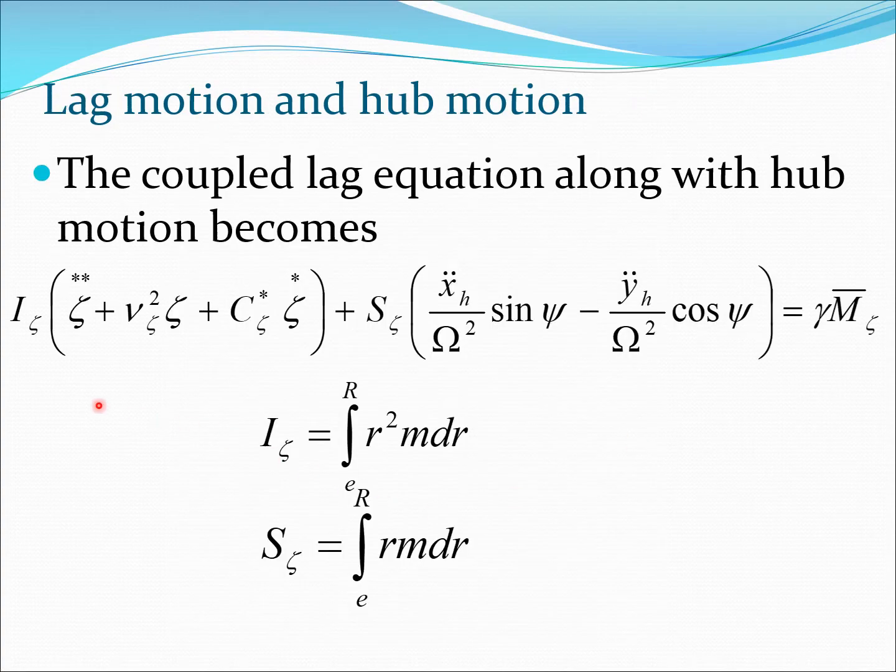So now we can write the coupled equation involving lag and hub motion. Remember from our previous lecture, for the lag equation we have our usual zeta double dot term, the stiffness term, the damping term, and now the presence of hub motion has given us these two new terms. Again, remember, I zeta is the second moment with respect to mass, and S zeta is the first moment with respect to mass. So I zeta comes in front of the blade part, and S zeta comes in front of the hub motion part.